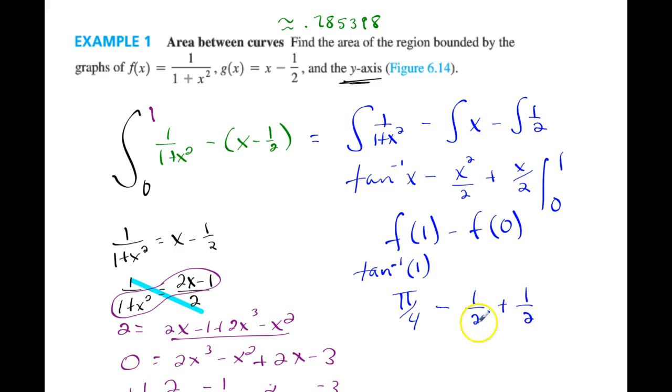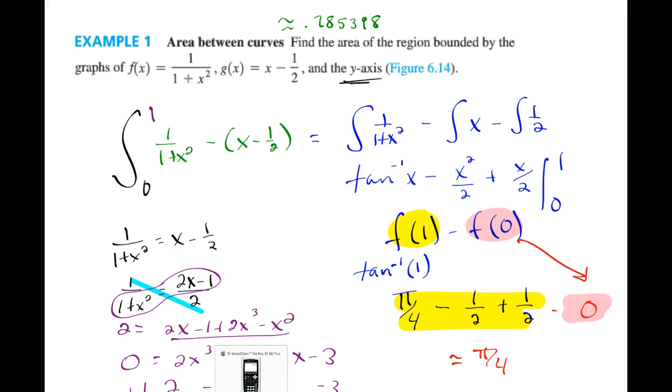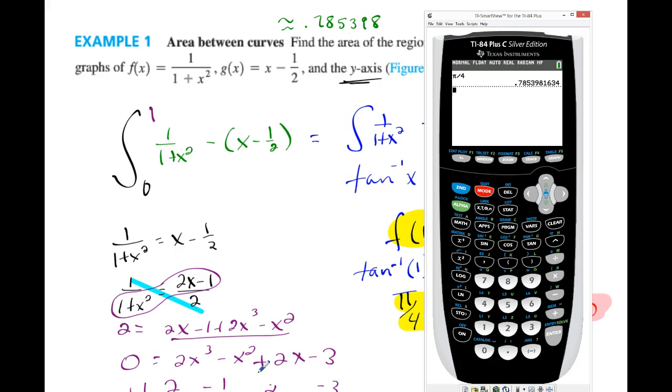And of course, that's all f of 1. But when I go to plug in the 0, I'll actually get a 0. So I'm actually just subtracting off 0. And the final solution then is pi over 4. And I'll go back to my calculator and make sure that pi over 4 really is that decimal that I needed.